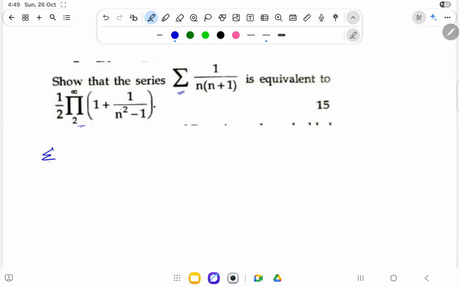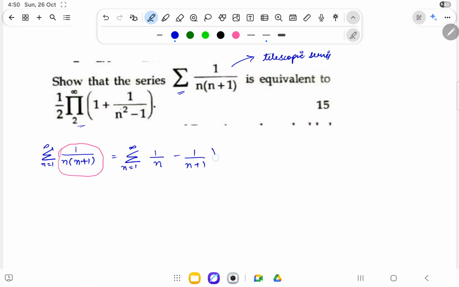So it is summation 1 by n times n plus 1, and this is a very famous series. It is called a telescopic series. So it is summation n equals 1 to infinity. If I use partial fractions on this term, what I'll get is I can write it as 1 by n minus 1 by n plus 1, because if I compute this, I'll get this only. So I've just written this term as this.